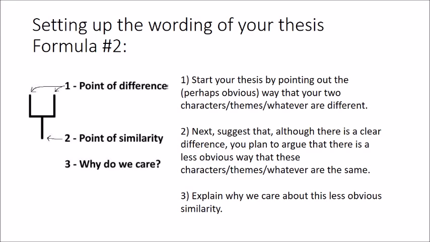Now your first sentence is going to be about the way that your two items are different from each other. And that will be probably the most obvious part of what you're writing here. Then the less obvious point of similarity will be your second sentence. And then third, you'll explain why we care about the similarity or how we can explain it.